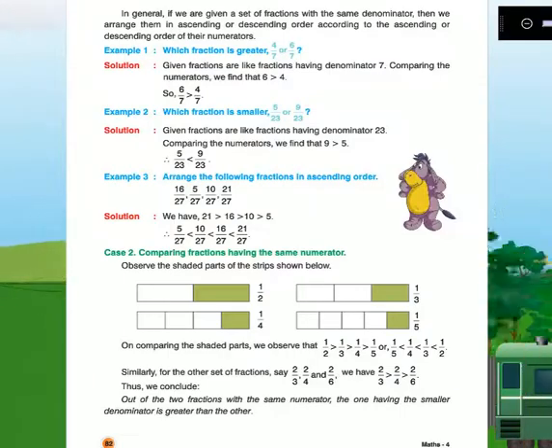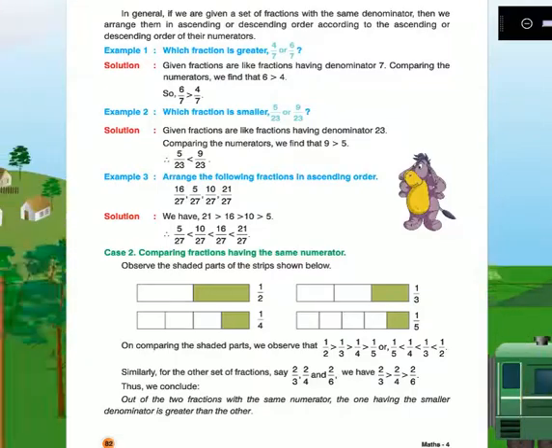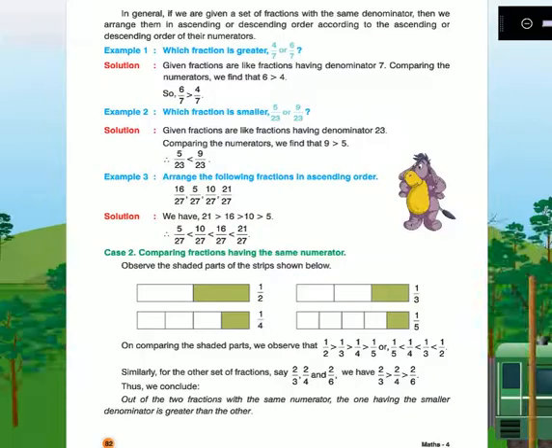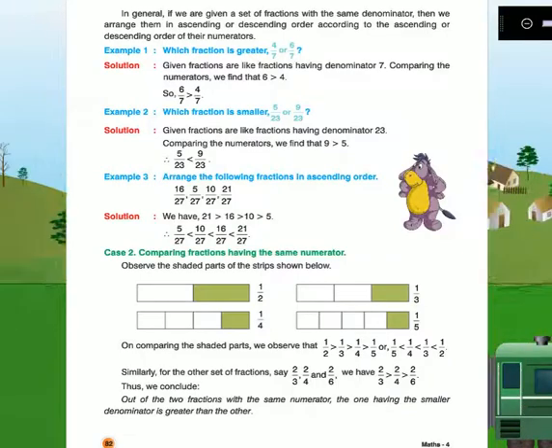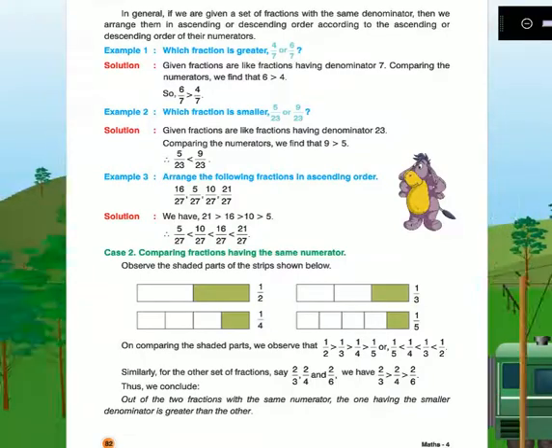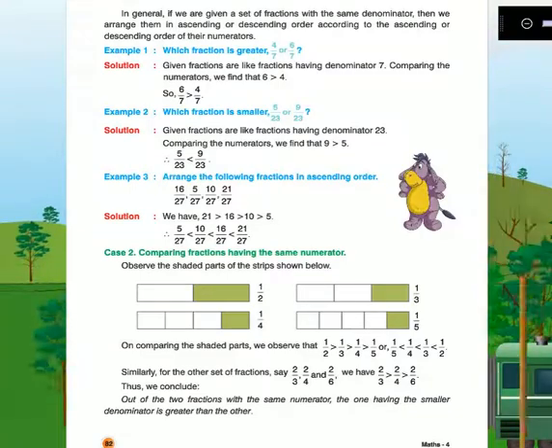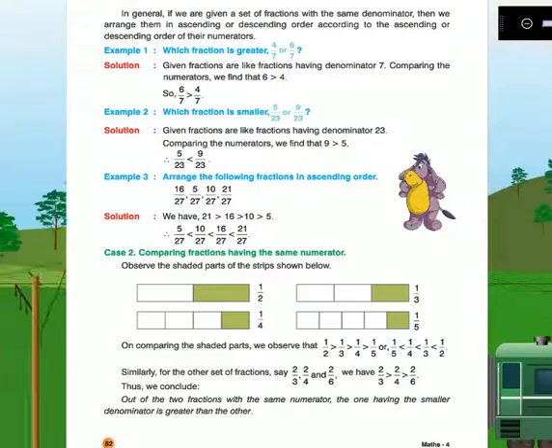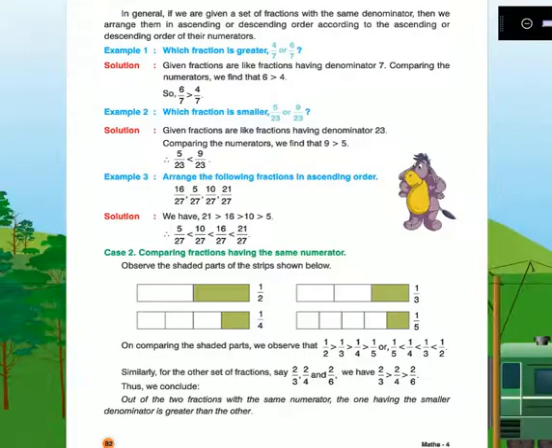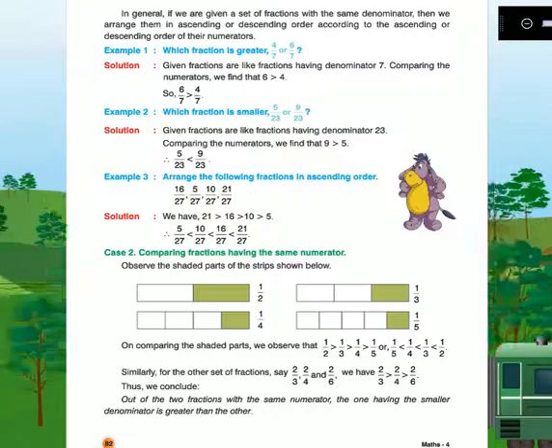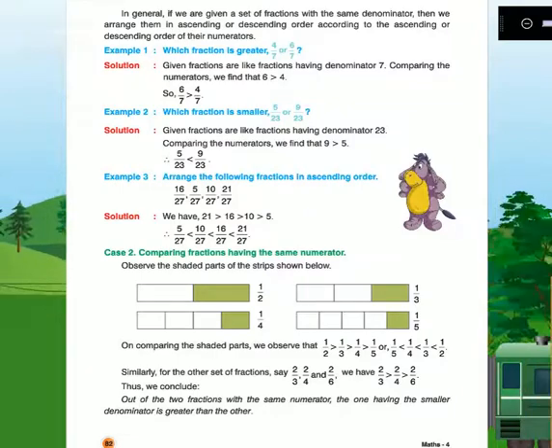Case 2. Comparing fractions having the same numerator. Observe the shaded parts of the strips shown below. On comparing the shaded parts, we observe that 1 by 2 is greater than 1 by 3, which is greater than 1 by 4, that is greater than 1 by 5.